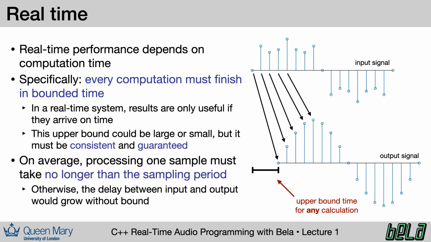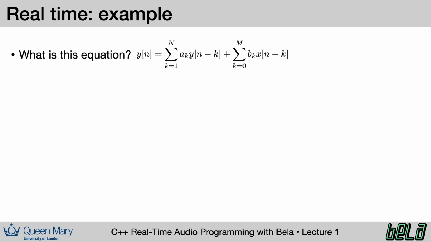Now, there's one other consideration for being able to implement a system in real time, which is that on average, it can't take any longer than one sampling period to process one sample. If this wasn't true, then we would gradually fall further and further behind, and there would be no way to meet our bounded time criterion. So in this example, here we have the maximum average amount of time that the computation can take, even as we have a relatively longer amount of time before the result needs to be ready.